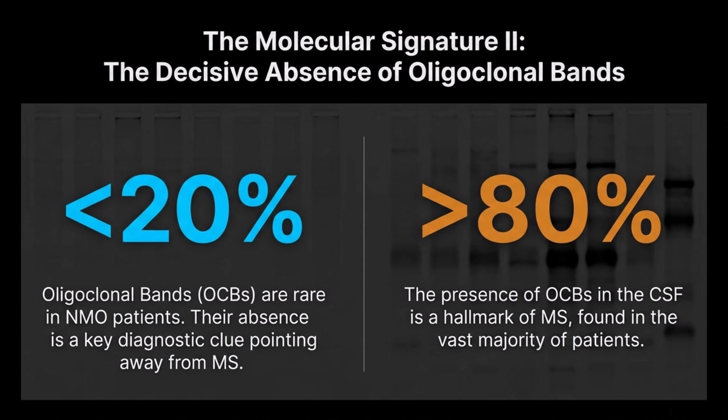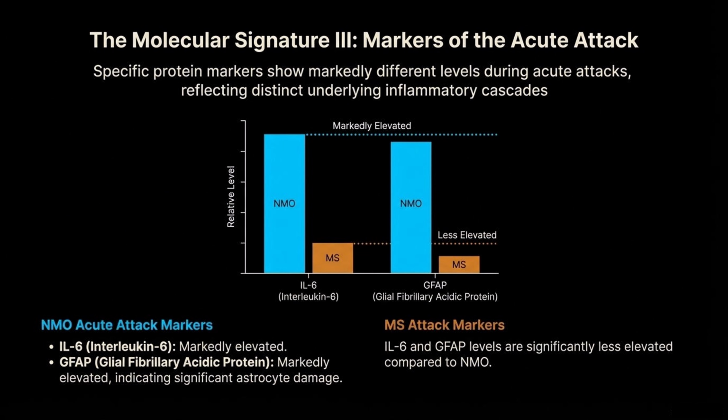Now, let's look at the molecular signature during an acute attack. When we analyze specific protein markers, we see markedly different levels that reflect the distinct underlying inflammatory cascades in these diseases. If you look at the graph, we are focusing on two key markers, interleukin-6, or IL-6, and glial fibrillary acid factor, known as GFA.